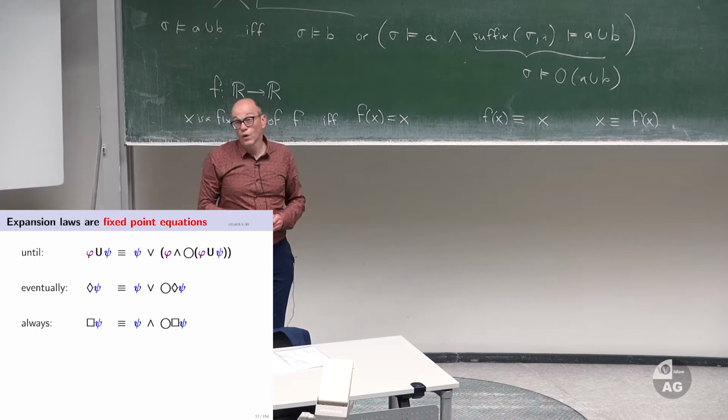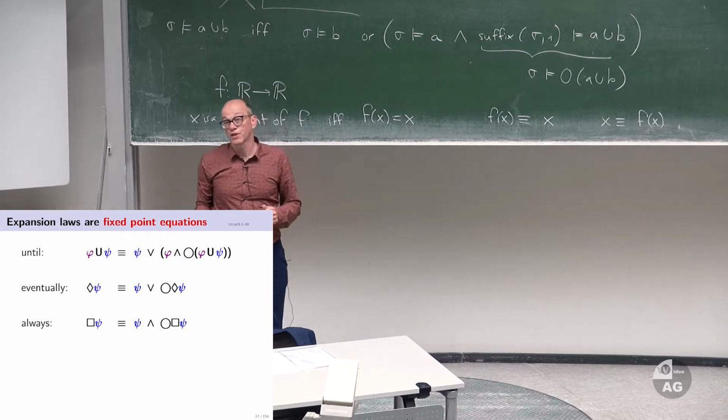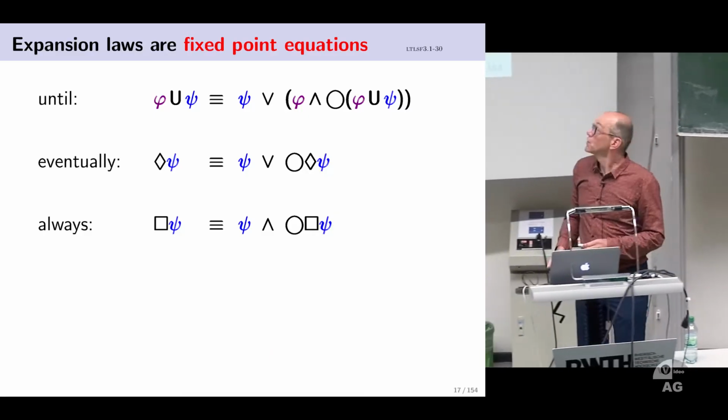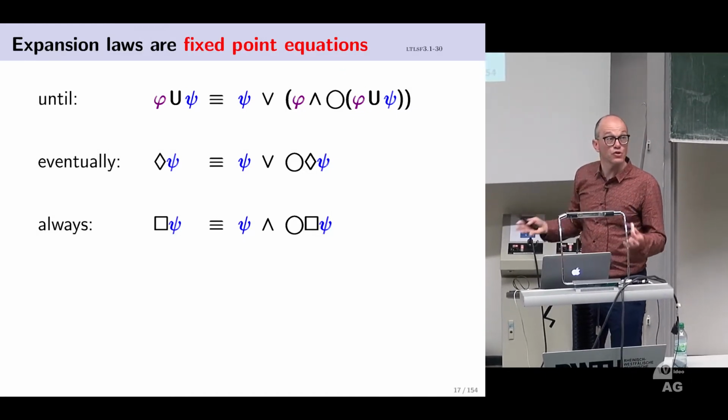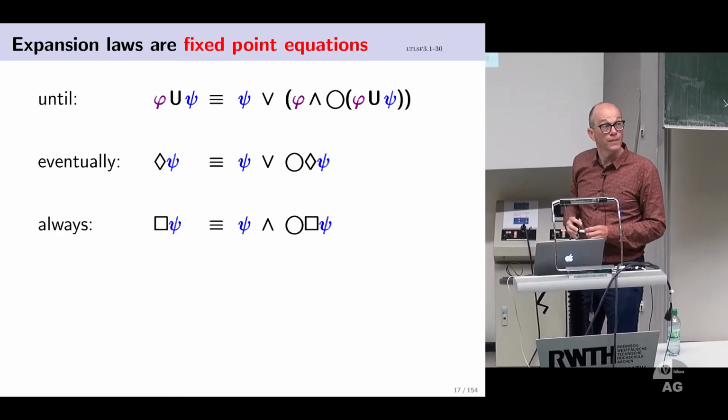Good. Now, what is a special thing? A function in general can have several fixed points. So in particular, this equation can have several solutions. And the question is, which solution are we looking for?